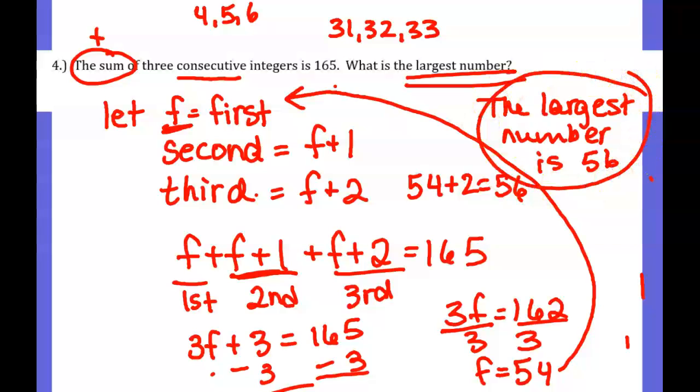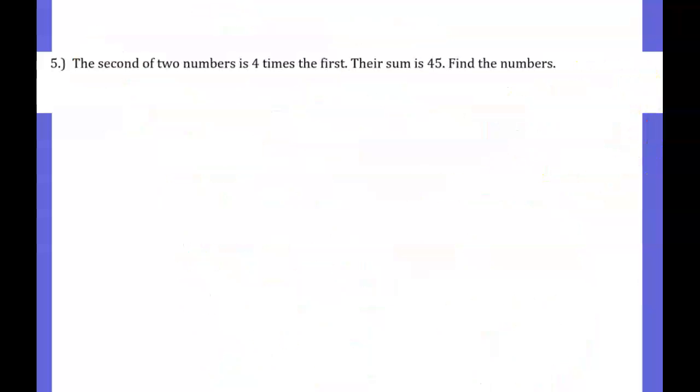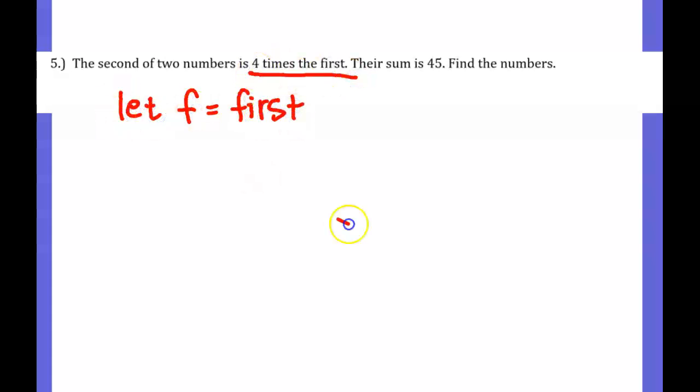Okay, number 5. The second of two numbers is 4 times the first. Their sum is 45. So let's let f be the first number. The second number is 4 times the first, so we can write an expression that represents the second number. That would just be 4f.